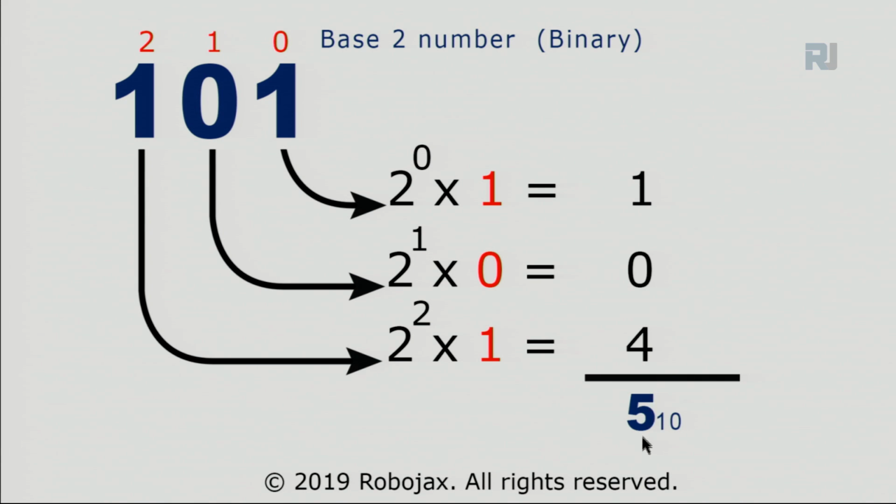And the answer, because this is in decimal, we have to show it at the lower right corner, a number either 8, 16 or 10. So this 10 means this 5 is base 10. So this is a decimal value.